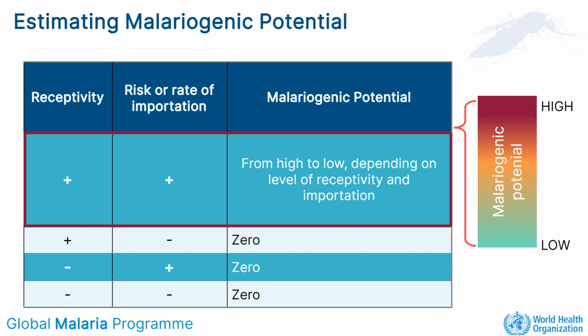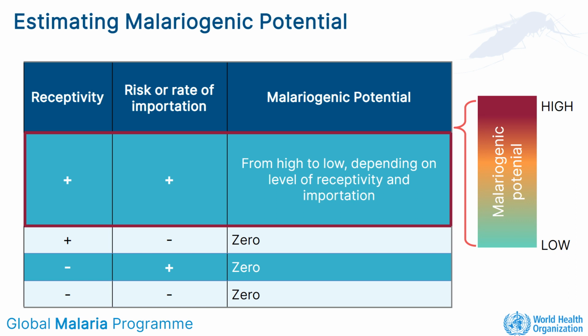It is more likely for there to be places where receptivity is truly 0. For example, areas where malaria vectors don't exist, usually mountainous areas or highly developed urban centers. However, in areas where there is receptivity to malaria transmission and a risk or rate of importation of parasites, then there is potential for malaria transmission, or malariogenic potential.